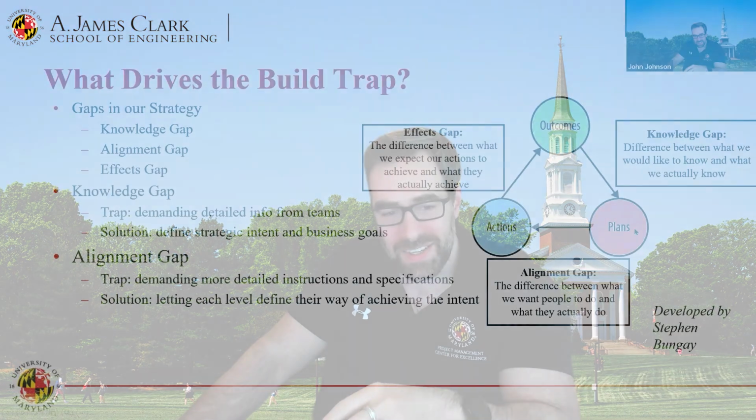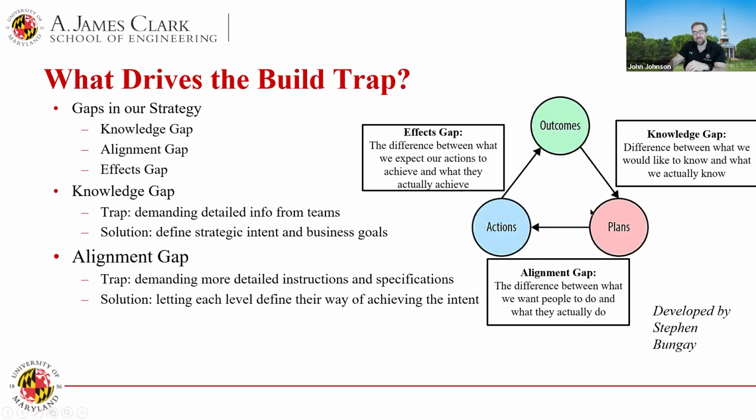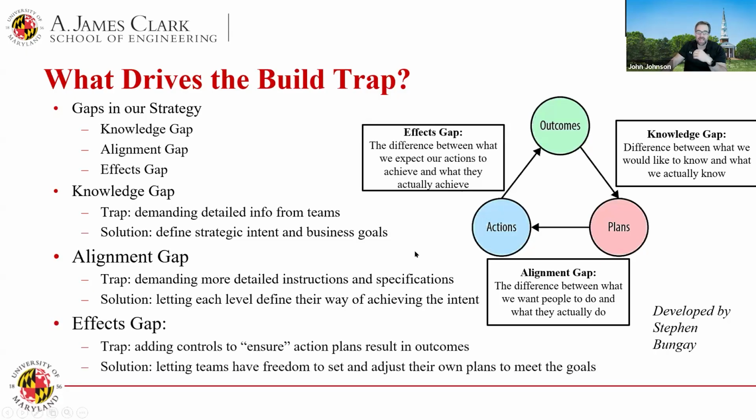And the difference there ends up being this alignment gap between the actual actions that we take and the things that we actually implement and what they were originally intended to do. So instead, if you provide an intent, you can just let each product team define in their own way how they're going to go about achieving it. And then lastly, there's the effects gap, which is the difference between the actions and the outcomes, which is the things that we do and did they actually get the outcomes that we wanted?